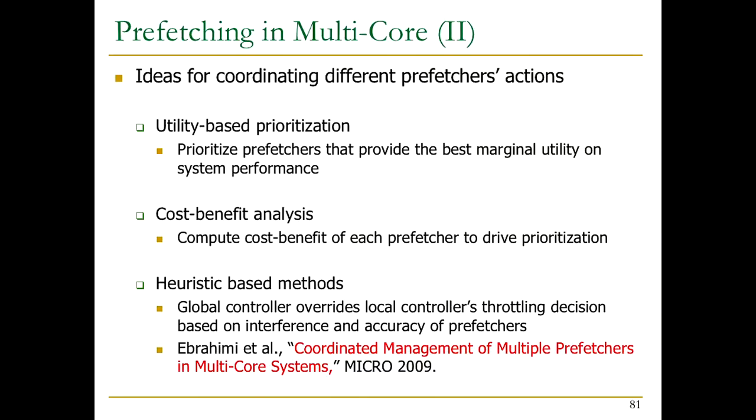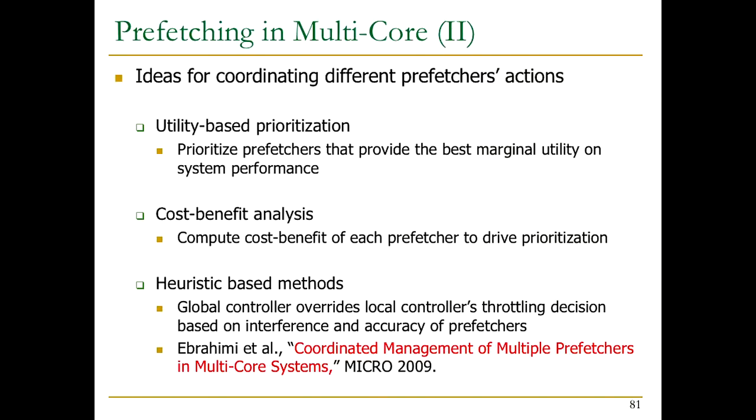There are many ideas over here. I talked about game theoretic approaches, which are actually very interesting also. But there usually things that have been thought of could be utility-based, prioritize prefetchers that somehow provide the best marginal utility on system performance. You do cost-benefit analysis. How do you do that? That could be interesting, which we're not going to go into. I'm going to give you a glimpse of the heuristic-based approaches.